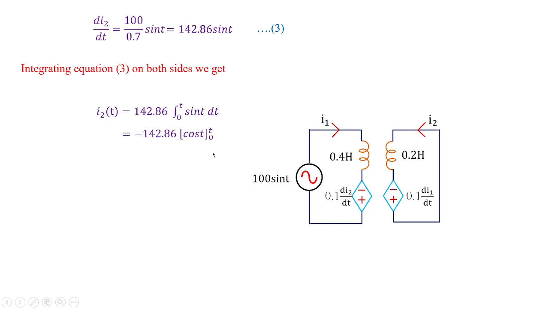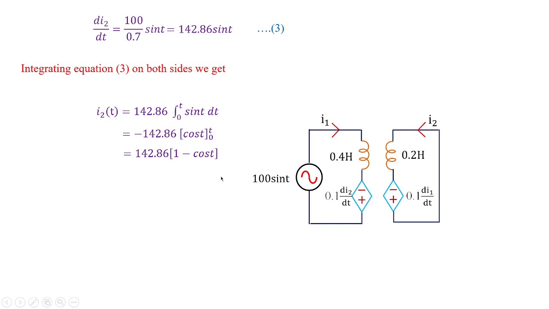So when you're going to apply this integration, I'm going to get minus 142.86 cos t. Integration of sin is minus cos, so minus is taken outside. The upper limit value is t, the lower limit value is 0. So I'm going to apply these values, and I'm going to get 142.86 (1 minus cos t).